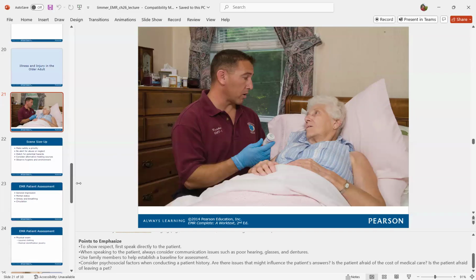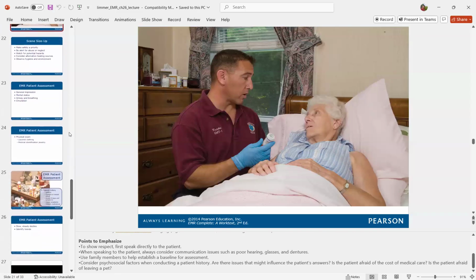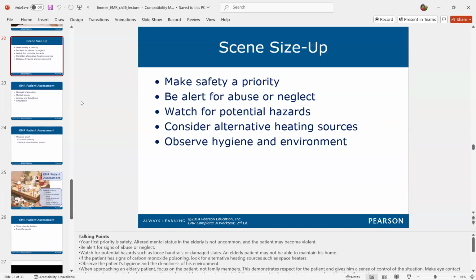Are there issues that might influence the patient's answers? Maybe there's somebody standing around they don't want to talk about. Is the patient afraid of the cost of medical care? Is the patient afraid of leaving a pet behind? I've actually had to give insulin to a cat once just to get the person to go to the hospital. So, I mean, it happens out in the field.